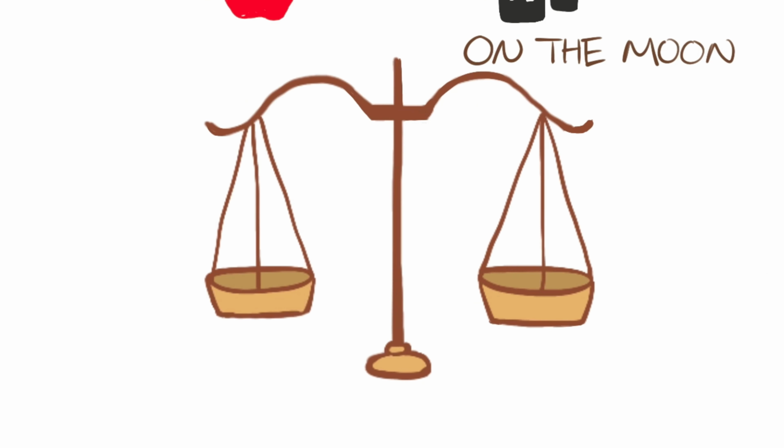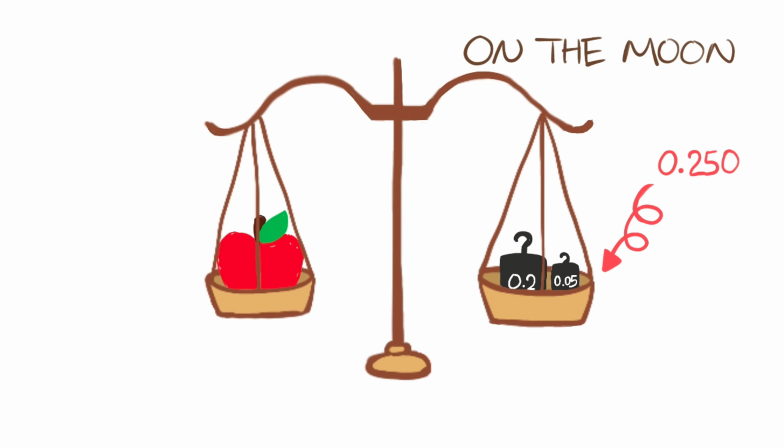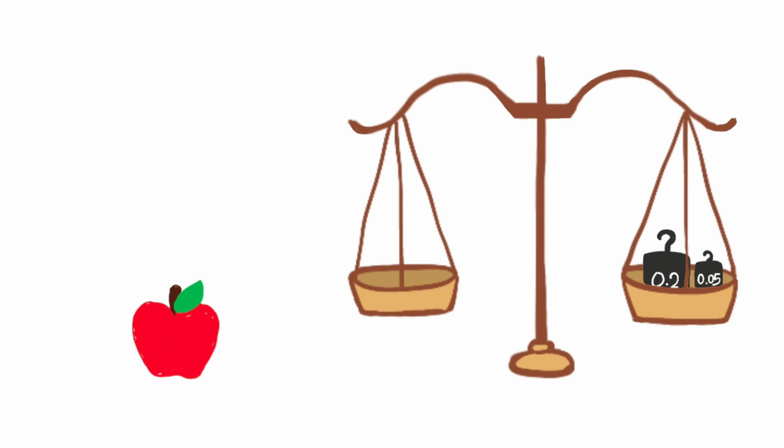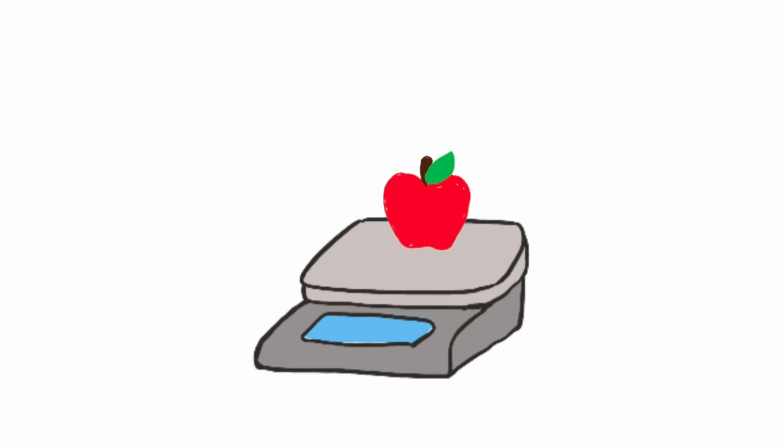And we do all the procedures we did before. We place the apple and the weights on the balance again and get the same result of 0.25 kilograms. But this time, when we put the apple on the scale, what we get is only 0.04 kilograms. So how does this happen?